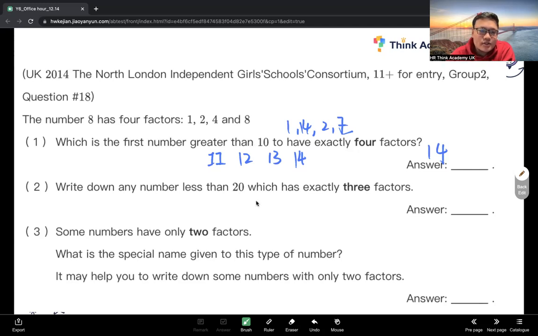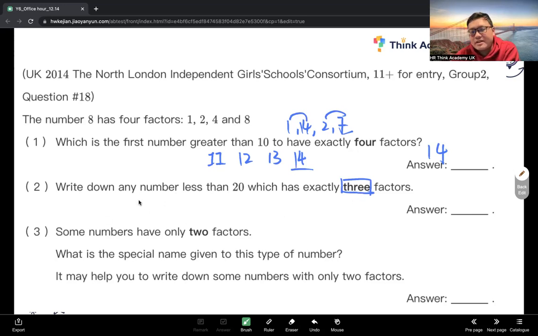Or in other words, you're going to choose from all the square numbers. Because if you want to get an odd number of factors, let's say for 14, they all appear in pairs, right? 1 and 14 is 1 pair. 2 and 7 is 1 pair. But for this one, you got an odd number of factors. That means it must be a square number.